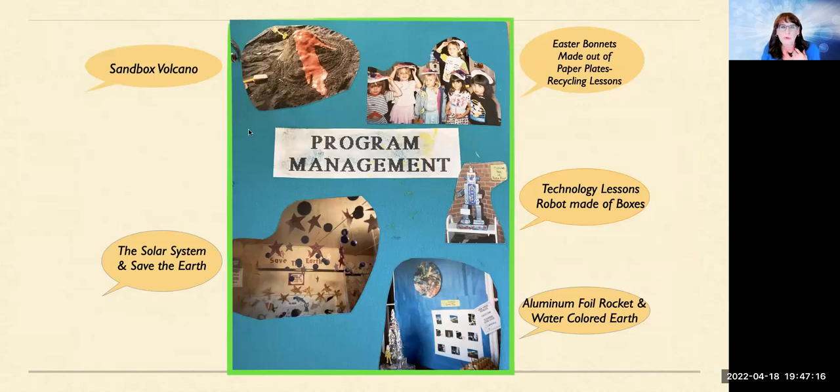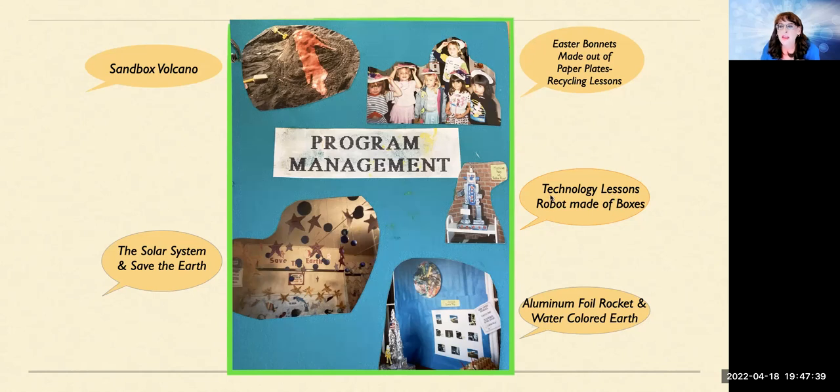So here you see for program management, a sandbox volcano. We talked about volcanoes and what they do. We talked about the solar system and about how to save the earth. We looked at dumps, and we talked about recycling and how to recycle. We talk about the earth, and we talk about rocket ships going to the moon.